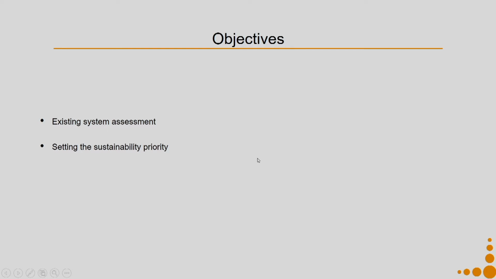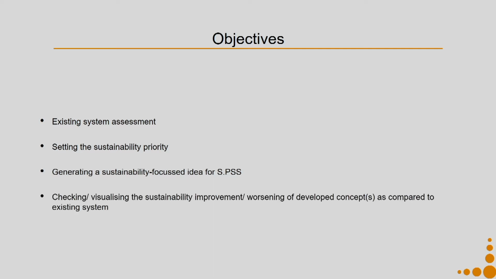As a result of this understanding, what we can do is set the sustainability priority for the given context. Thereafter, we start generating sustainability focused ideas for the SPSS, and finally, for each of the ideas generated, we will do a check or visualization of the sustainability improvement or worsening of developed concepts as compared to the existing system.